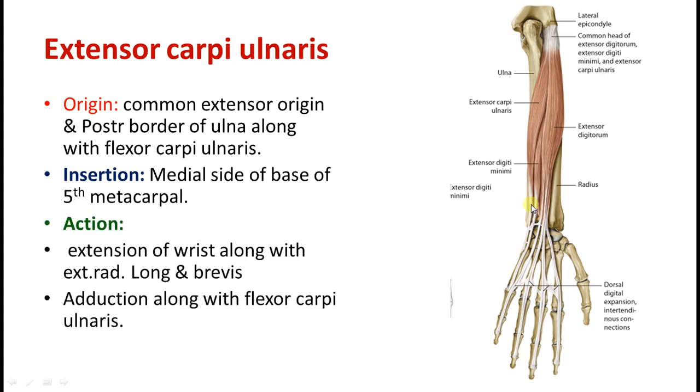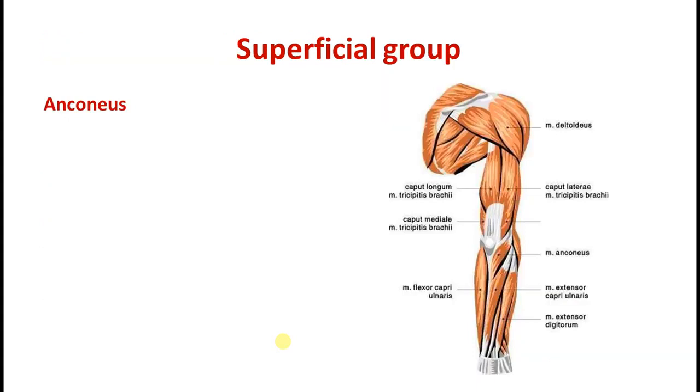It causes extension of the wrist along with the extensor carpi radialis longus and brevis. Adduction is along with the flexor carpi ulnaris. In the same way, extensor carpi radialis longus and brevis bring about abduction with the flexor carpi radialis. Extensor carpi ulnaris brings about adduction when combined with the flexor carpi ulnaris. So that is about the extensor carpi ulnaris.